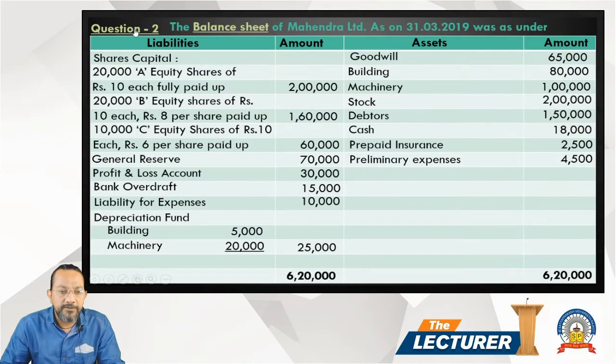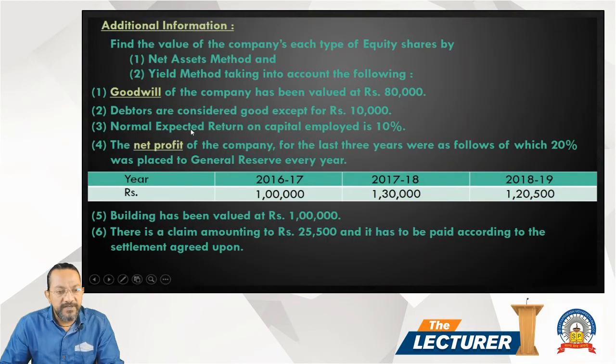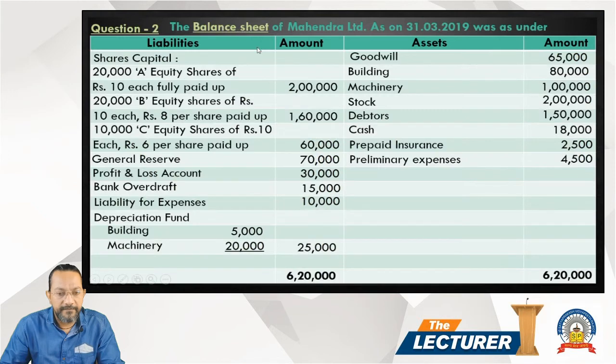Here in adjustment number 2 we said that debtors are considered good except for 10,000. This 10,000 is a reserve. Clear friends? After debtor, next is cash.